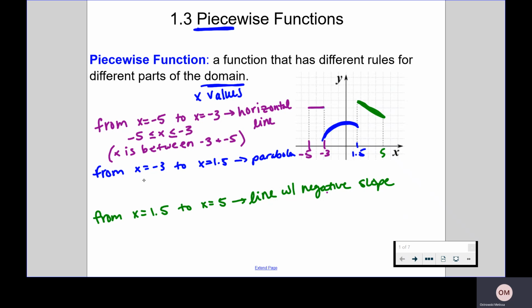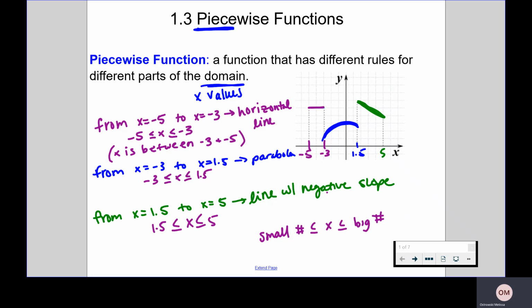This one, we always want to go small number, would be -3 is less than or equal to x is less than or equal to 1.5. They couldn't both be equal to, but based off this graph, you can't really tell which one it is. And then this one would be from 1.5 to 5. So always small and then big. So small number, less than or equal to variable, less than or equal to big number. That's how you write that interval.